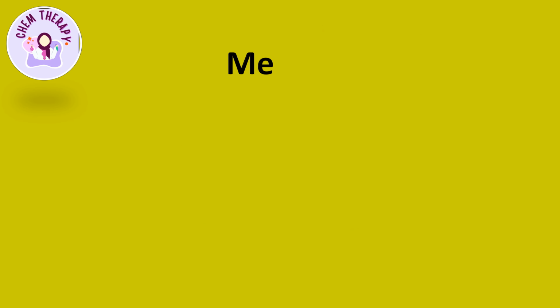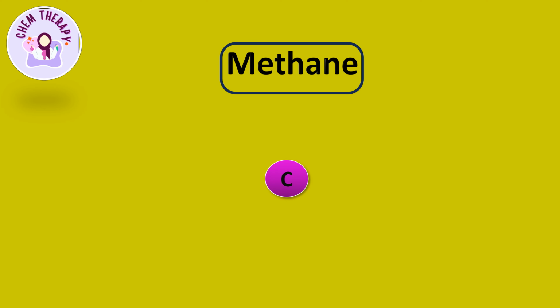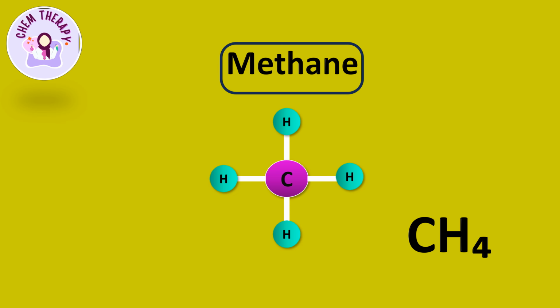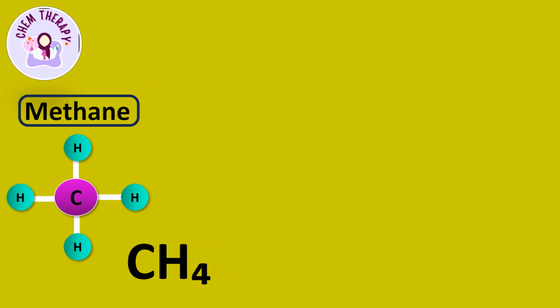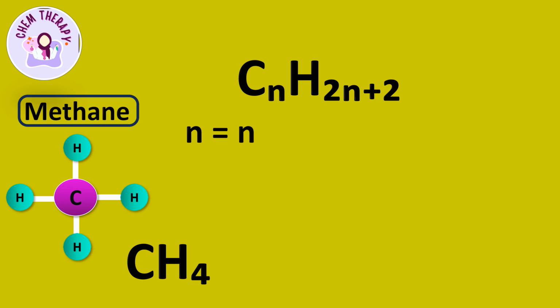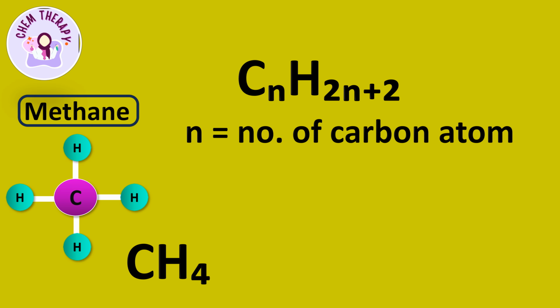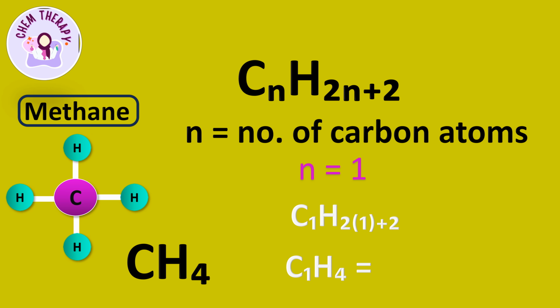The simplest alkane is methane, in which there is one carbon attached with 4 hydrogens, and its molecular formula is CH4. The general formula for alkane is CnH2n+2, where n is the number of carbon atoms present in the structure. In methane, there is one carbon atom, so the value of n is 1. By putting the value of n as 1 in the general formula, we get the formula of methane, that is CH4.